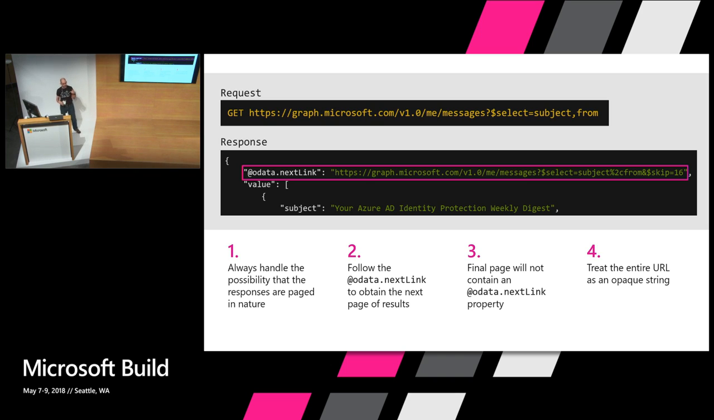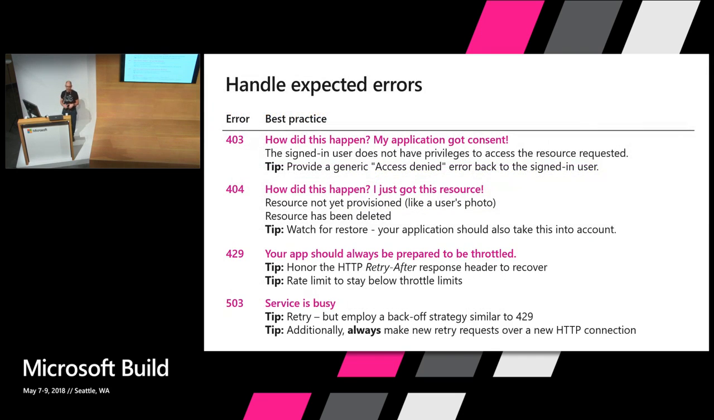So you keep following that next link until you get to the final page. And you know it's the final page because it won't contain a next link. And the last tip here is make sure that you treat that next link as an opaque URL. You just take that URL, stuff it into the next GET request, and that will get you the next page of results.